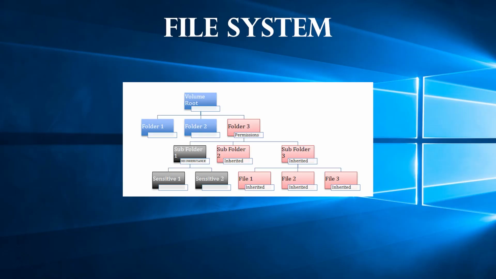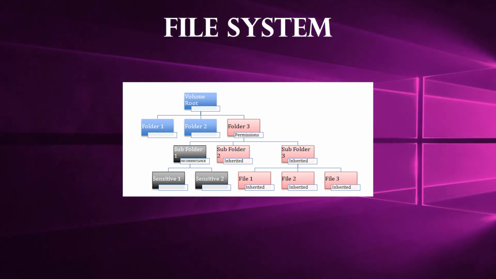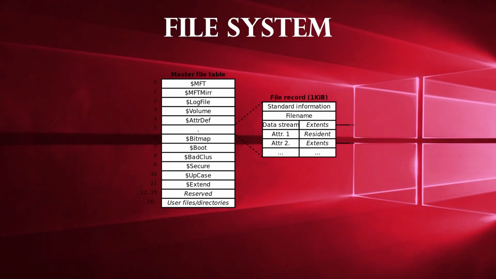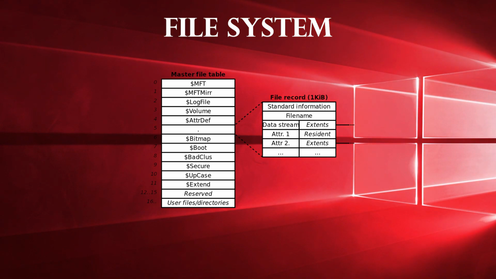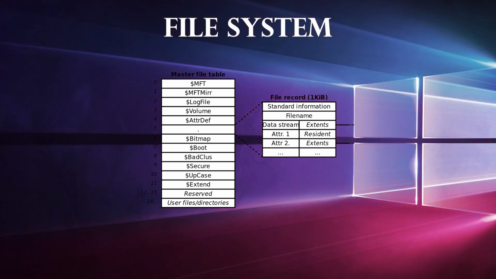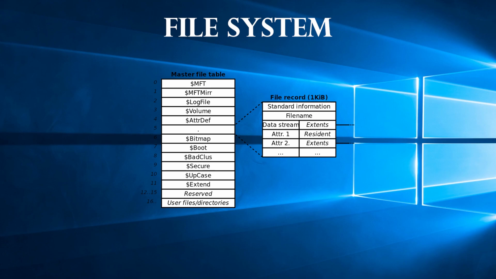NTFS uses a hierarchical file system structure that organizes files and directories into a tree-like structure, with each level of the tree representing a different directory or subdirectory. Each file or directory is represented by a data structure known as a master file table, or MFT, entry, which contains information such as the file's name, size, location on the disk and other attributes.